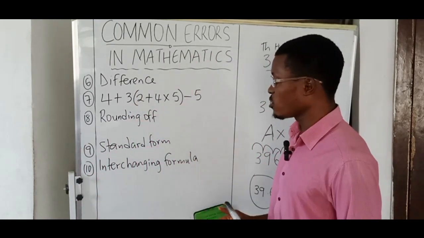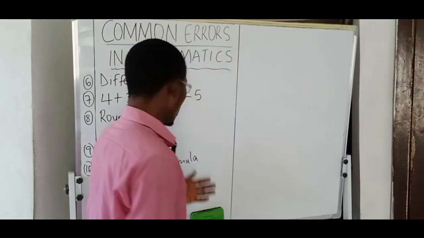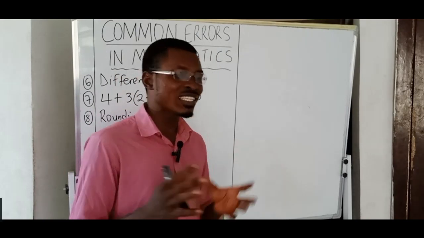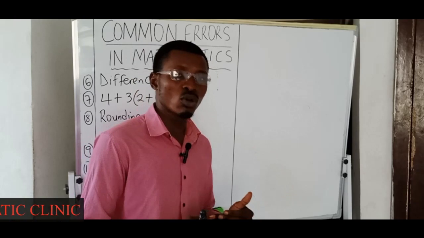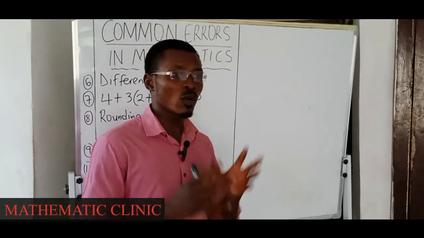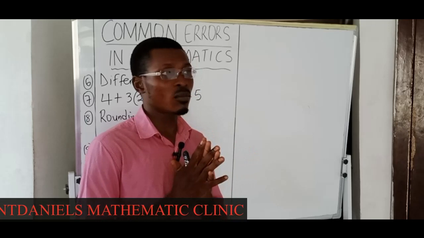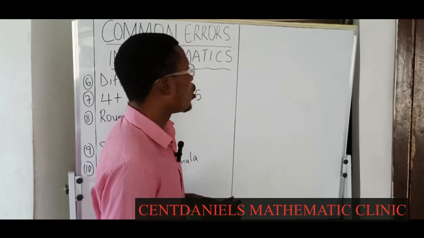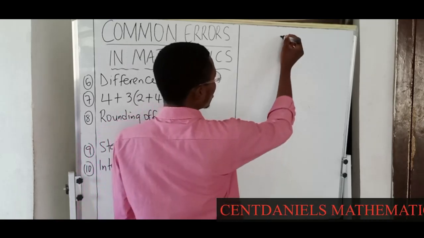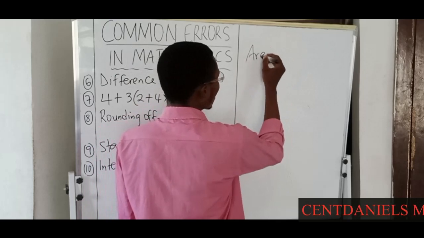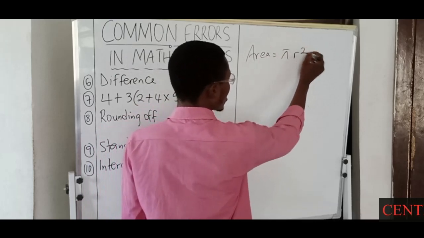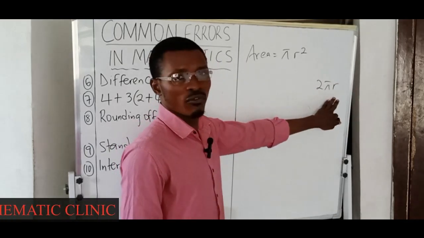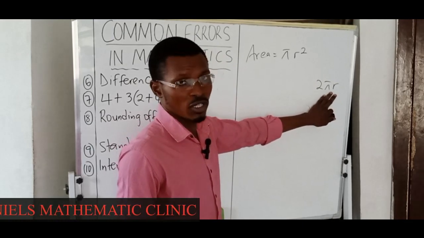And lastly, we have interchanging formulas. Here we talk about making use of the right formulas. Most students interchange formulas. After this video, I'm going to present a table where you have formulas for different shapes, areas and volumes particularly. Now in the case of a circle, the area of a circle is pi r square. Most students take it for 2 pi r. Please, this is for finding the circumference or perimeter of a circle.